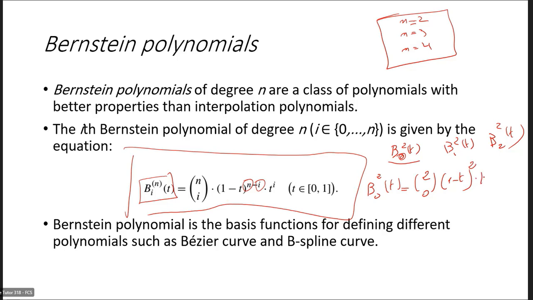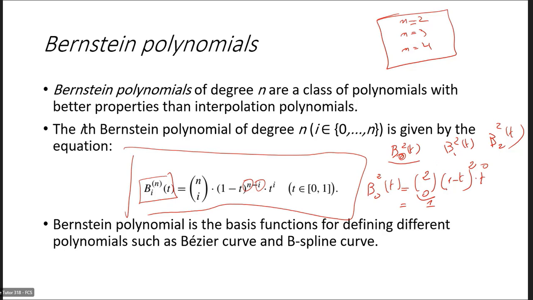Multiplied by t to the power of i, and our i is 0, so it is t to the power of 0. So what is 2 choose 0? Here we are using the mathematical properties that we have seen in previous courses. So 2 choose 0 is 1.